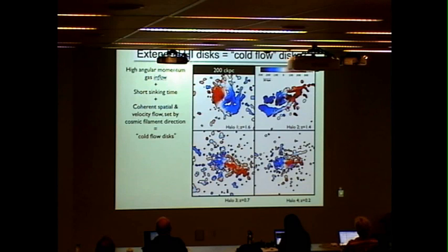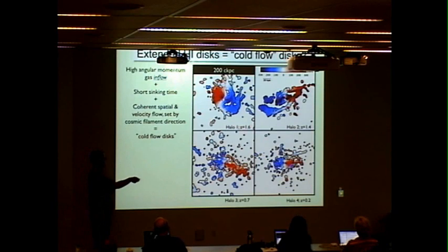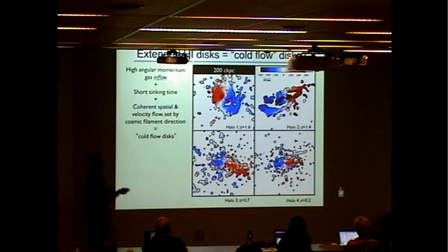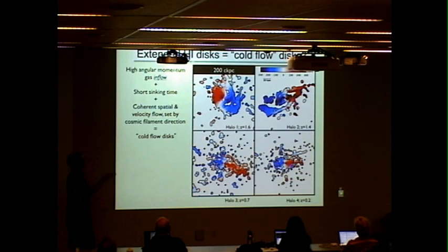And so what we saw in our simulations, not at every single time for every single galaxy, but in all four galaxies, was this effect that we labeled a cold flow disk. I think it's very similar to the extended rings that Avishai talked about yesterday. Here are a couple of different redshifts: 1.6, 1.4, 0.7, 0.2. These are our four different simulations. And this is 200 comoving kiloparsecs, so roughly the virial radius, a little bigger than that.